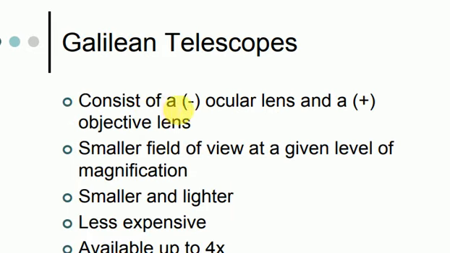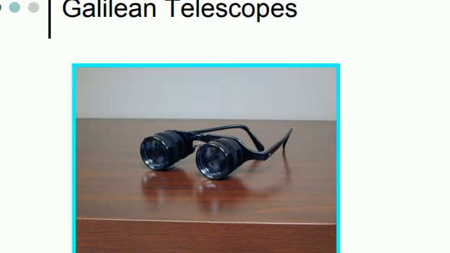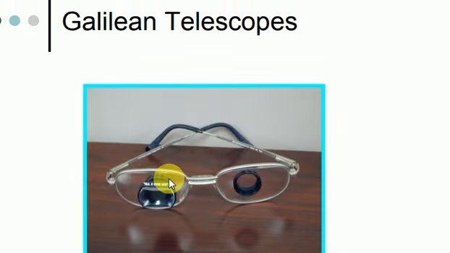Galilean telescope: minus ocular and plus objective. So the objective is plus in both, but here the ocular is minus, and in Keplerian the ocular is also plus. Smaller field of view at a given level of magnification, smaller and lighter, less expensive, available up to 4x. This is a Galilean telescope mounted on spectacles. This is again a Galilean telescope mounted on spectacles.